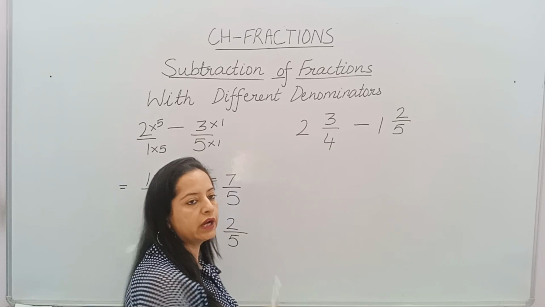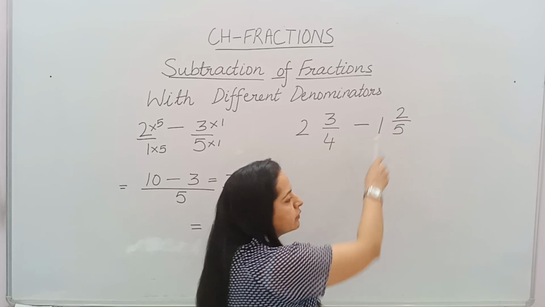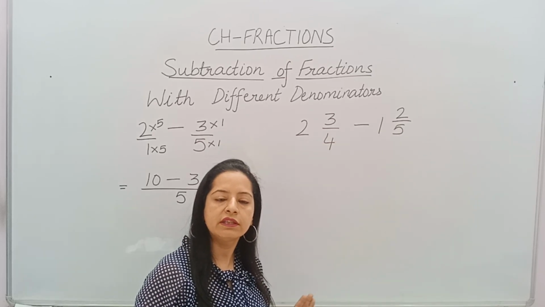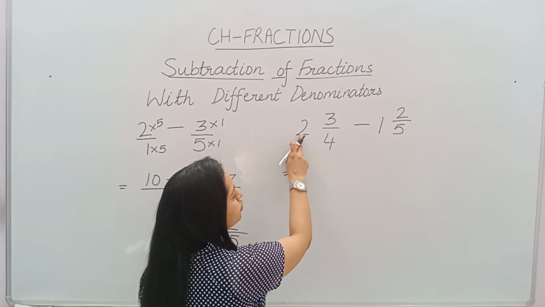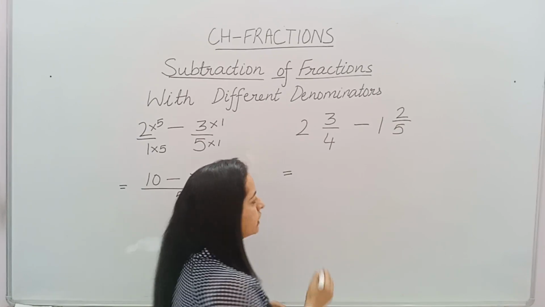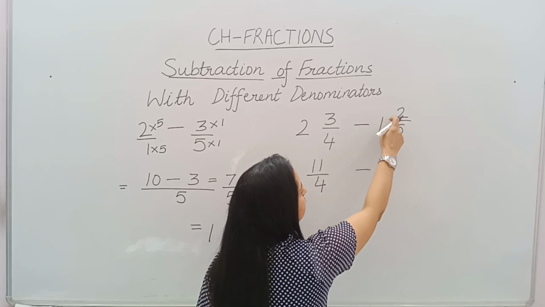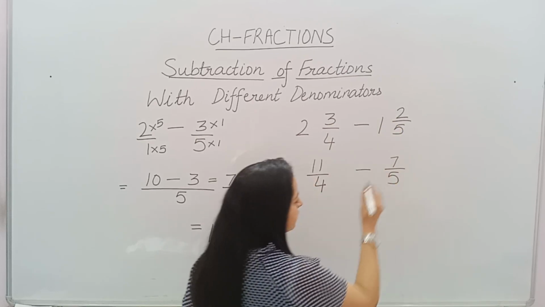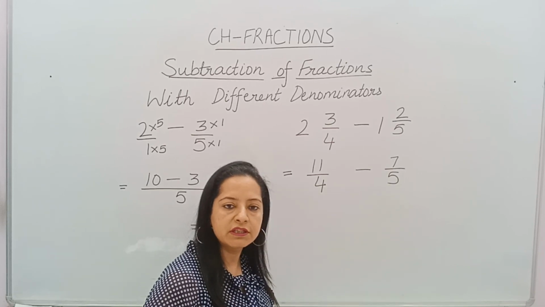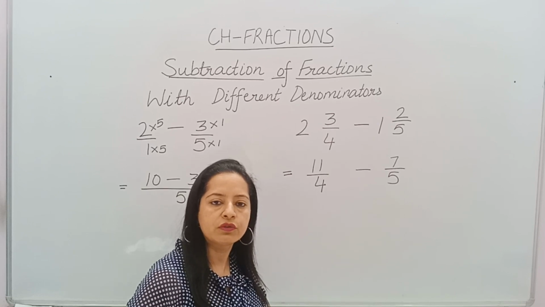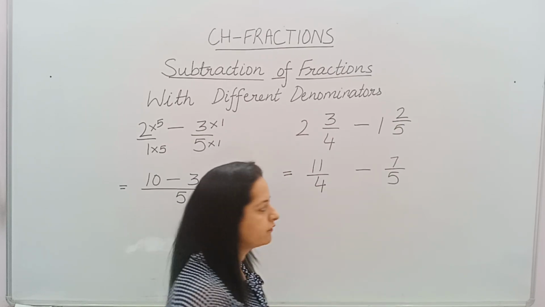Now coming over to our second question here. We have 2 whole number 3 upon 4 minus 1 whole number 2 upon 5. So first thing, we will change these mixed fractions to improper fractions. For that, let us multiply 4 by 2 to get 8. 8 plus 3 is 11. So we have 11 upon 4 minus, here 5 ones are 5, plus 2 is 7 upon 5. Now if you see, we have 4 and 5 in the denominators. So denominators being different, we need to find the LCM of the denominators. So first, let us find the LCM of 4 and 5.